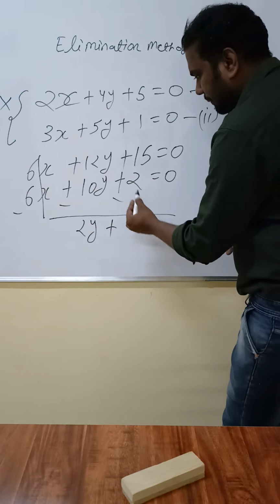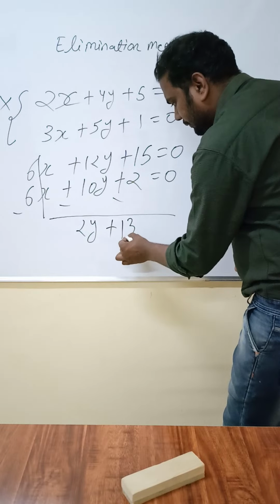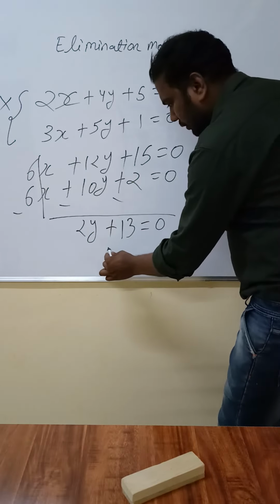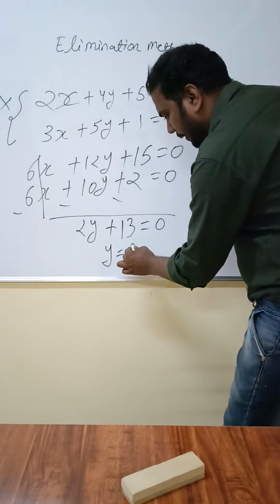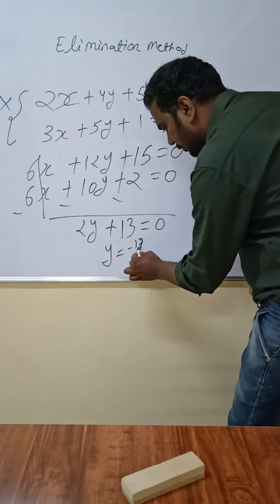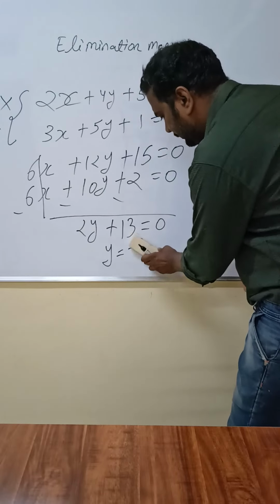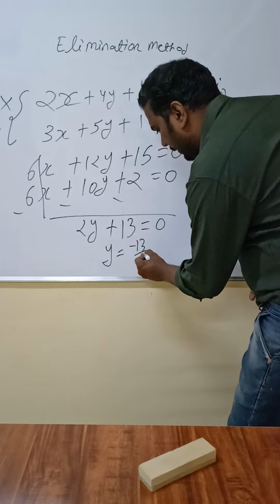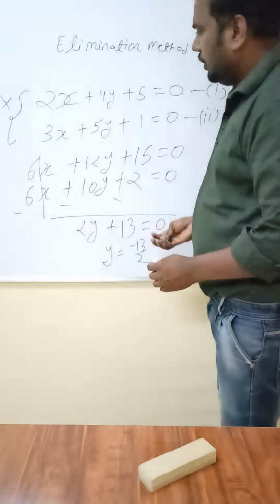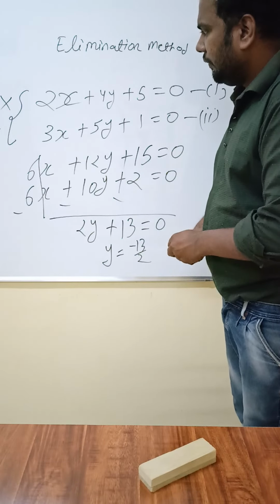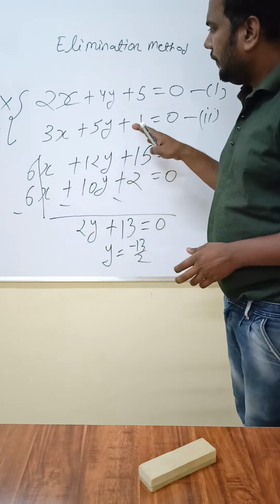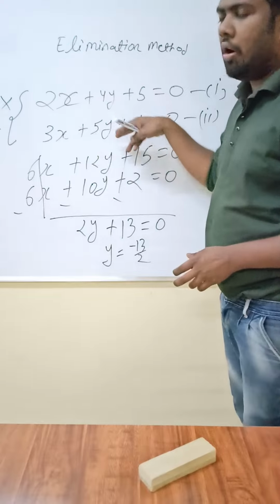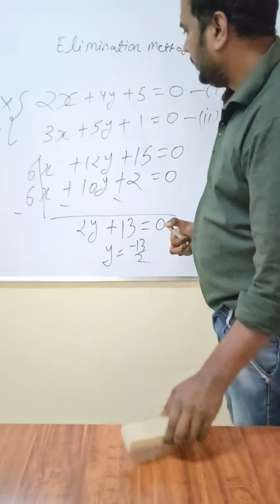plus 13 equal to 0. So we get y equal to minus 13 upon 2. So students, with the help of this procedure, we have to find variables x and y, and this is called elimination method.